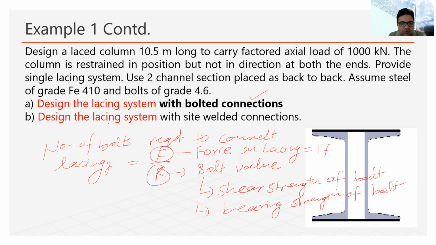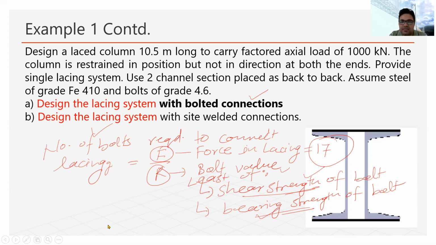So here, to find out the number of bolts, first we will find out the bolt value, because force in lacing bar we have already calculated, which is around 17, and we have to find out the bolt value. So to find out the value of bolt, we have to find out the strength of bolt in shear strength and in bearing strength. So the bolt value is actually the least of shearing strength and bearing strength. So we will calculate the strength of bolt in shearing criteria and bearing criteria. So whichever gives us the least value will be the bolt value.